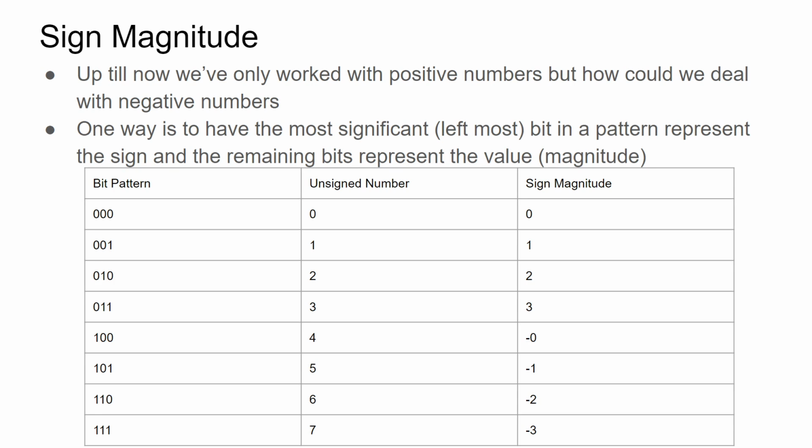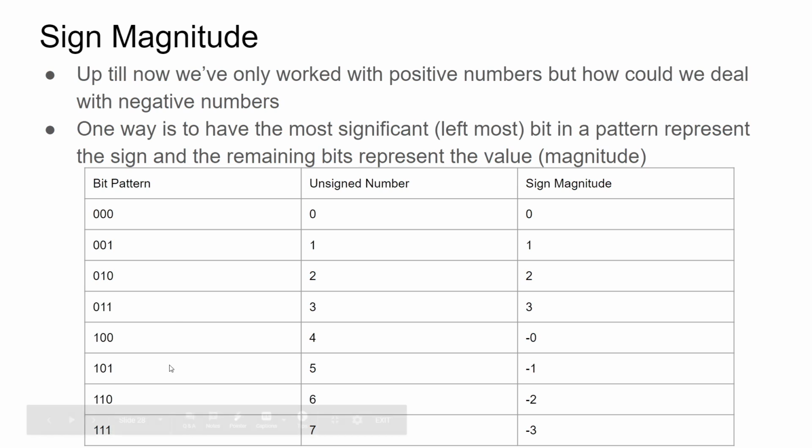So up until now, we've only been working with positive numbers, but a lot of times we deal with negative numbers in the machine. So one way that we might decide to deal with negative numbers is to have one of our bits be the sign bit and the remaining bits be the magnitude, the value, right? So we might say if the first bit is 0, it means the number is going to be positive. But if the first bit is 1, it means the number is going to be negative.